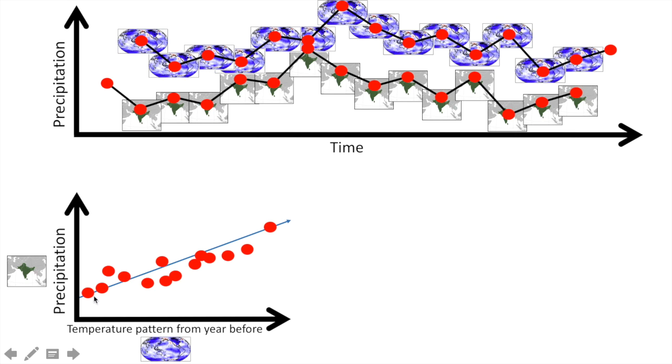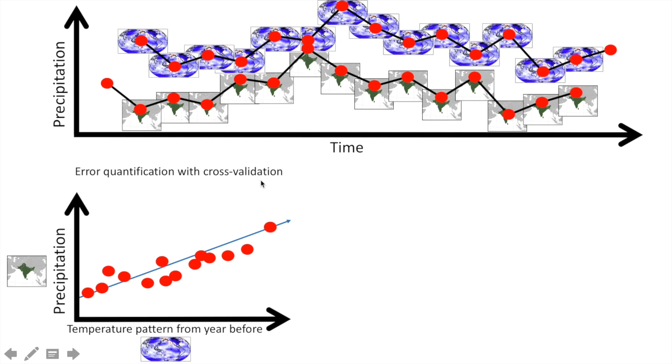So we hope for a strong statistical relationship between the temperature pattern from the year before and the precipitation, in this case over India. And if you have that, that means that the temperature pattern from the year before actually gives you a lot of information on what precipitation will be the next year. But we would like to quantify how much the temperature pattern from the year before actually informs our forecasts of precipitation for the next year. And so we do that with cross-validation. We do this error quantification via cross-validation.